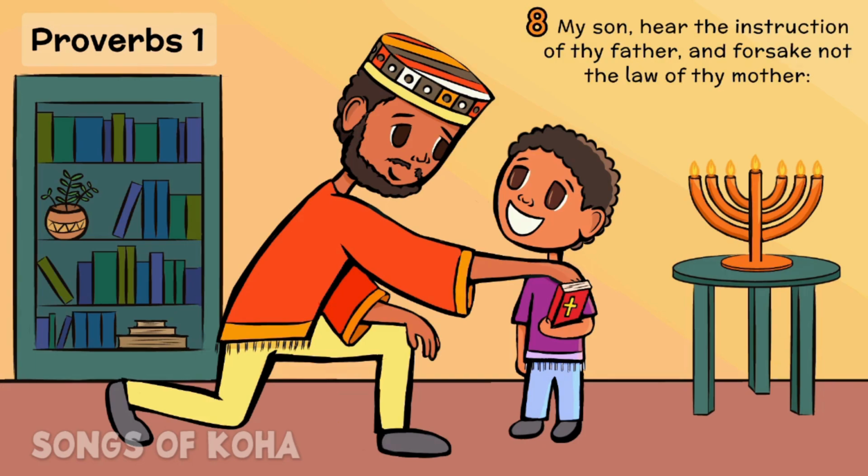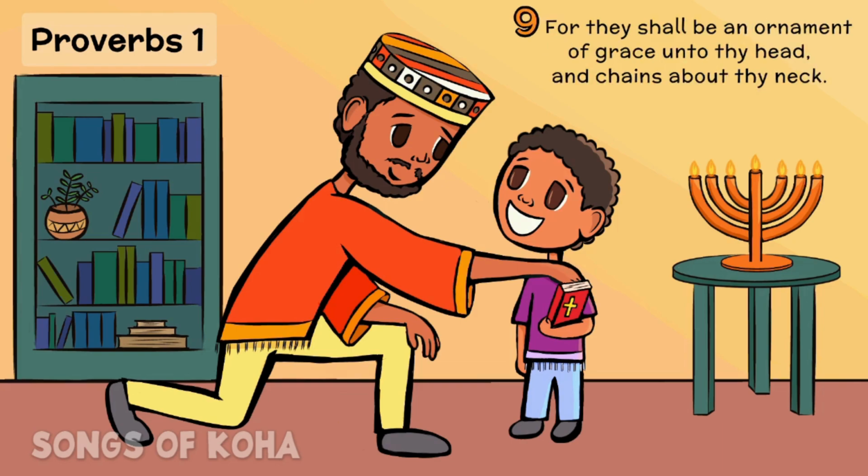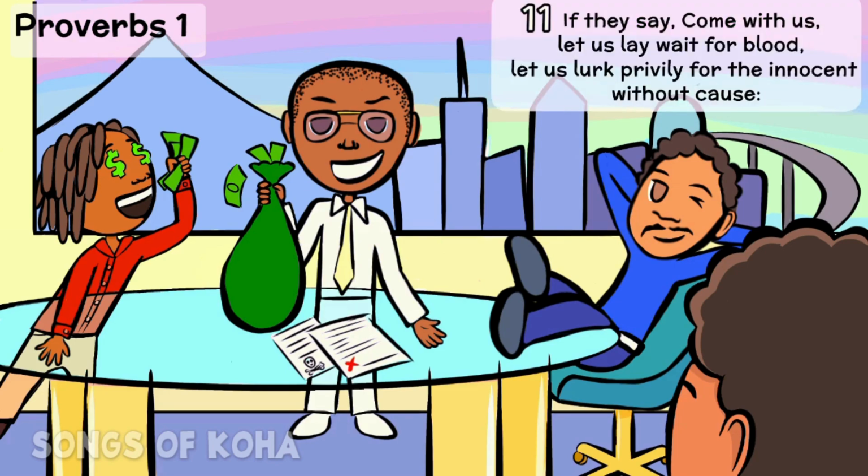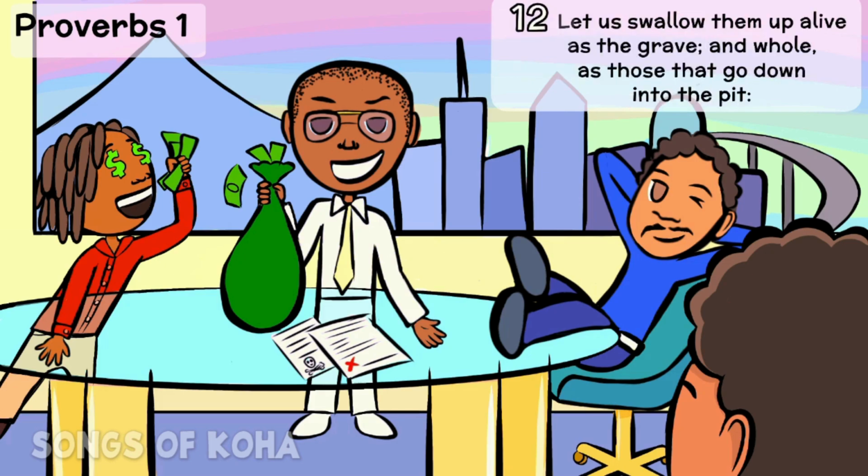My son, hear the instruction of thy father, and forsake not the law of thy mother. For they shall be an ornament of grace unto thy head, and chains about thy neck. My son, if sinners entice thee, consent thou not. If they say, Come with us, let us lay wait for blood, let us lurk privily for the innocent without cause. Let us swallow them up alive as the grave, and whole as those that go down into the pit.